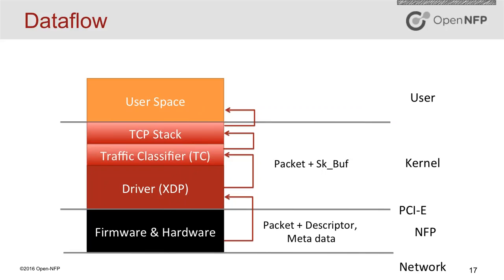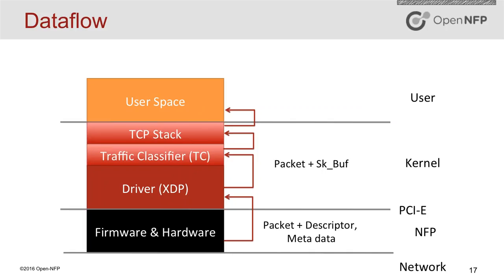So let's talk a little bit about the data flow and how this works. We get packets coming in from the network, and that arrives in our firmware and hardware, and that gets passed across a PCI Express bus as packet plus their descriptor and associated metadata. The first point it hits inside the kernel is the driver, which is where the XDP protocol would live, and that allows the eBPF program, if it's implemented in XDP, to process the packets before we create the SK buff and send it on to the traffic classifier.